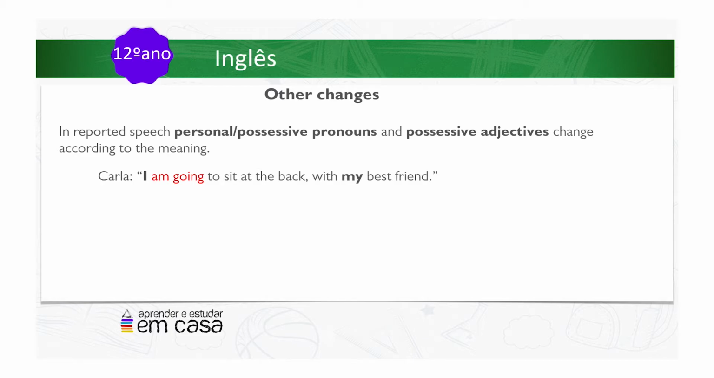I, because it's the first person singular, usually changes to the third person singular. Okay? Carla said, "I am going to sit at the back with my friend." So she said that I becomes she and my becomes her, because the first person singular becomes the third person singular. Okay?